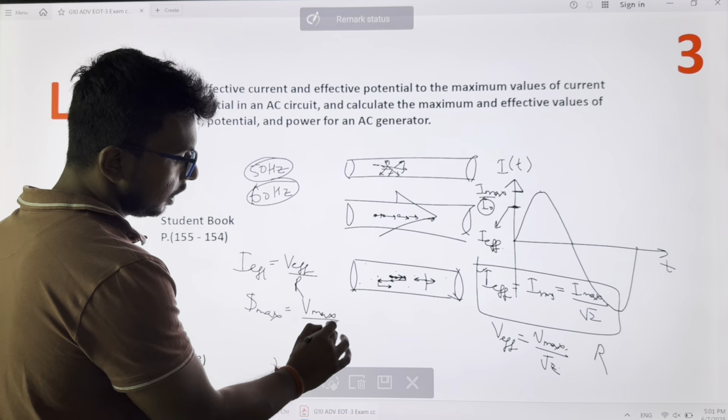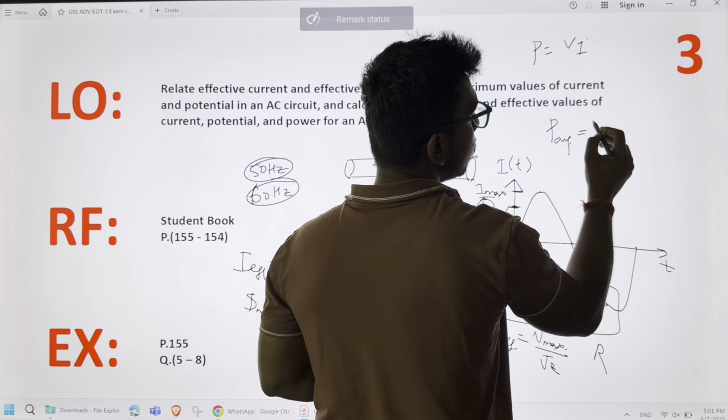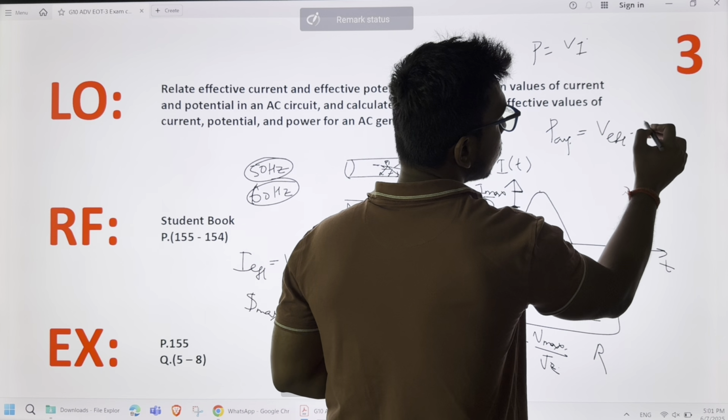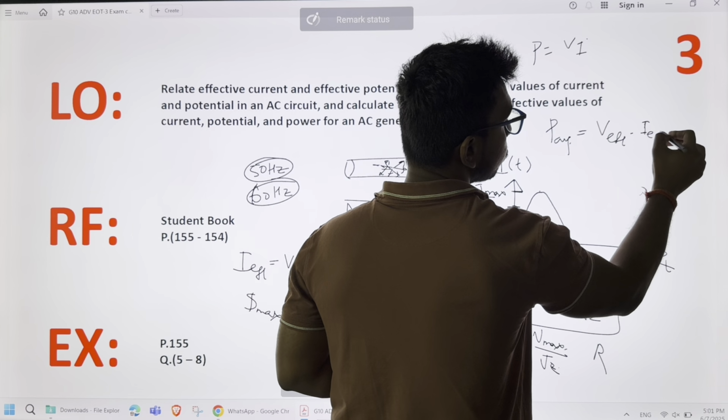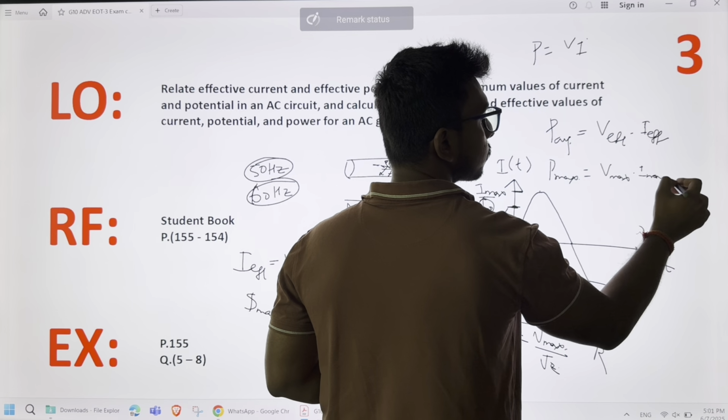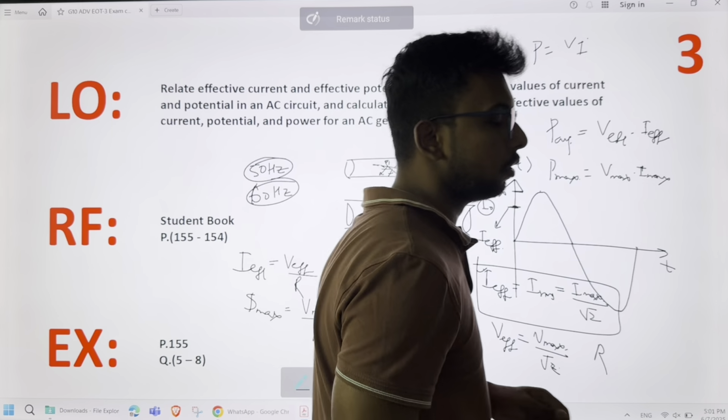If they want to find power average, power is VI, remember. When we solve it, the average power comes out to be V effective times I effective. If they ask you power maximum, it will be V max times I max. So accordingly, you can solve.